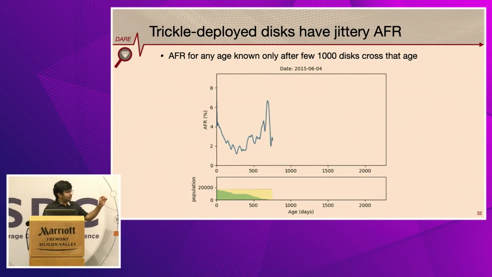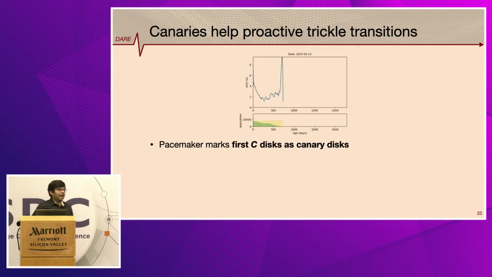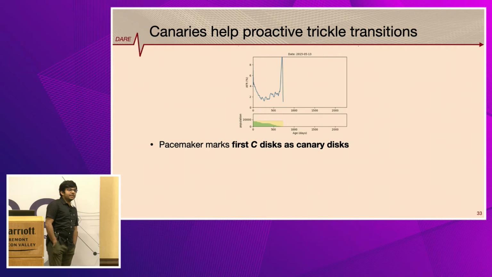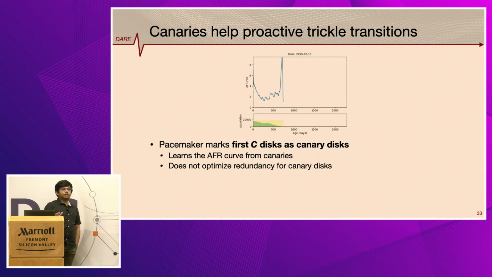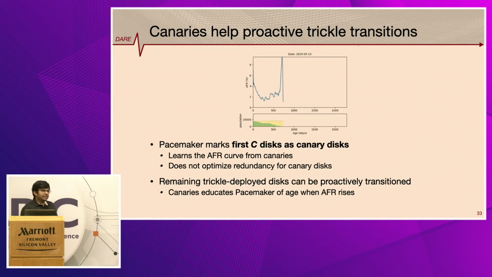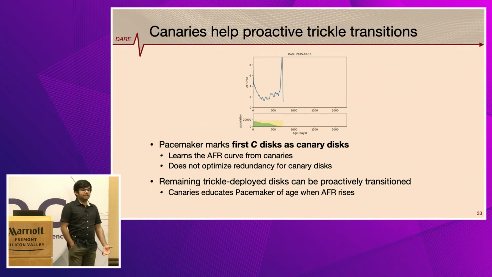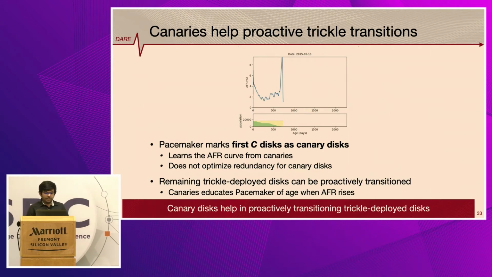Now, by virtue of this AFR behavior, for trickle deployments we identify a leading period where the disks in that period are called canary disks. And Pacemaker marks the first C disks as canary disks. It does not transition the redundancy for those disks, but only learns the AFR curve from those disks, and then applies that knowledge to the bulk of the disks that follow the canaries. So the remaining disks now have a full picture of the bathtub curve, which allows them to proactively start their transitions whenever the bathtub curve's rising level is observed. So canaries can help in proactively transitioning trickle deployed disks.